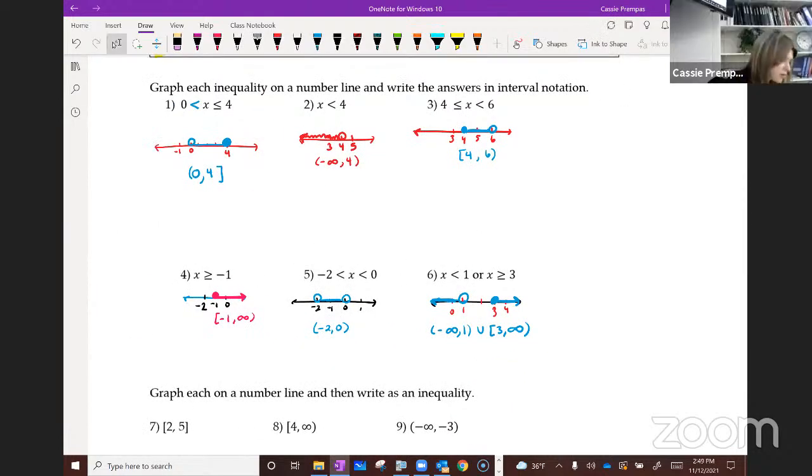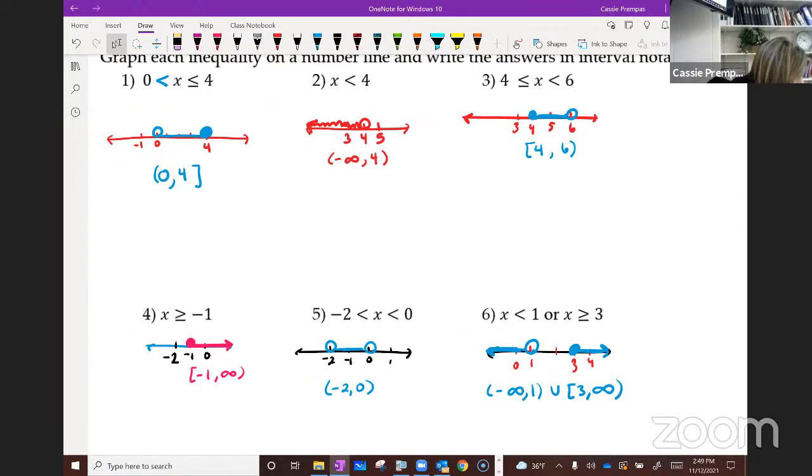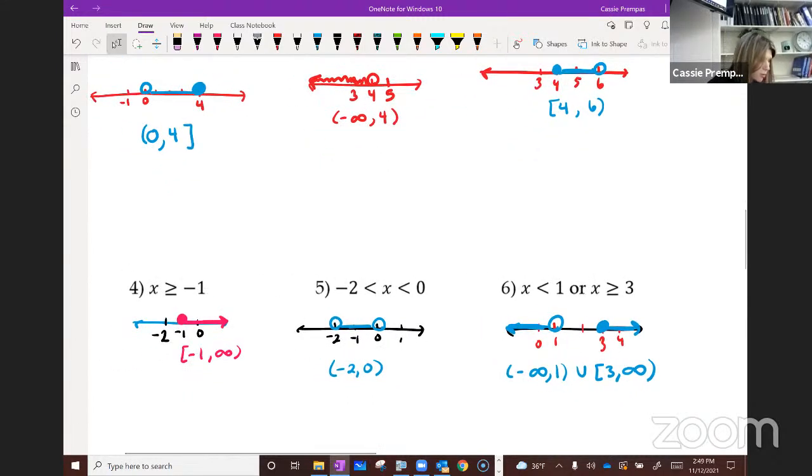All right, guys. How did we do? Did we get number 2, parentheses, negative infinity to 4; number 3, bracket 4, comma 6, parentheses; number 4, bracket -1, comma infinity; number 5, parentheses, -2 to 0, both of those parentheses; and number 6, parentheses, negative infinity to 1 with a parentheses, union with bracket 3 to infinity with a parentheses? Yeah? Sure. Any questions on this?